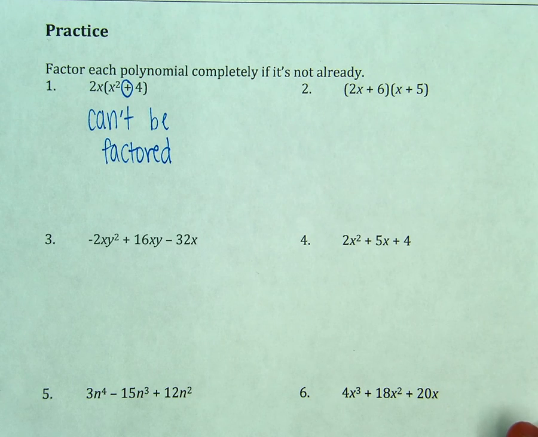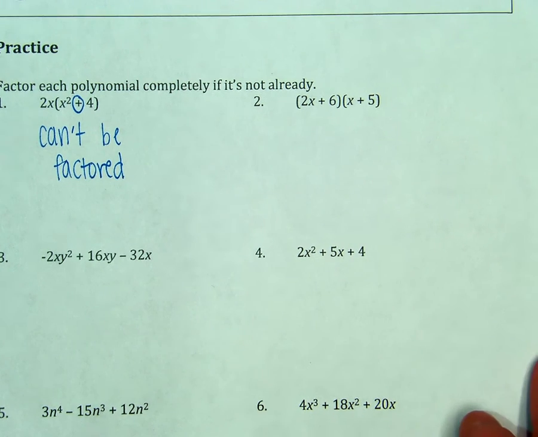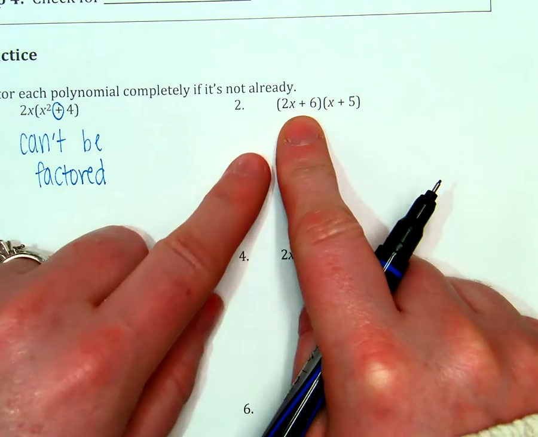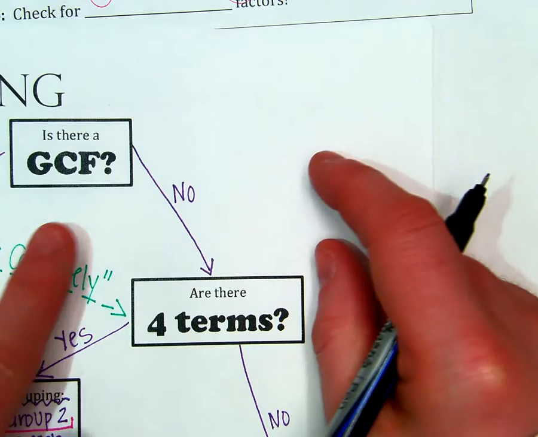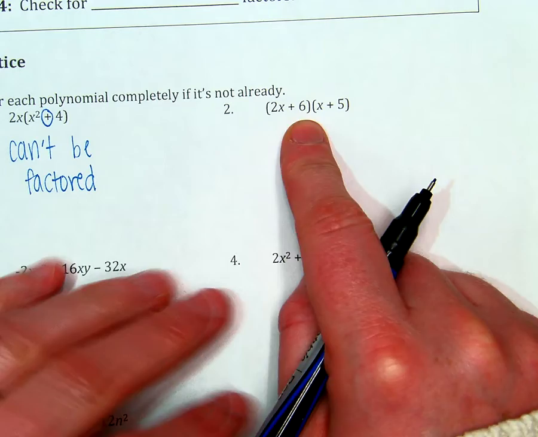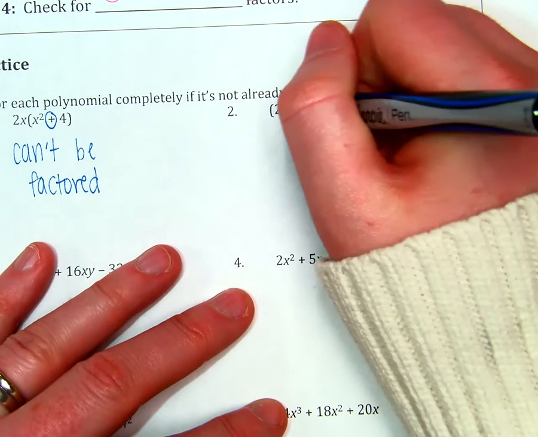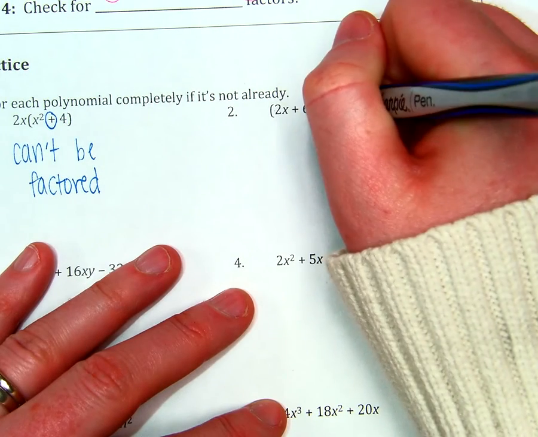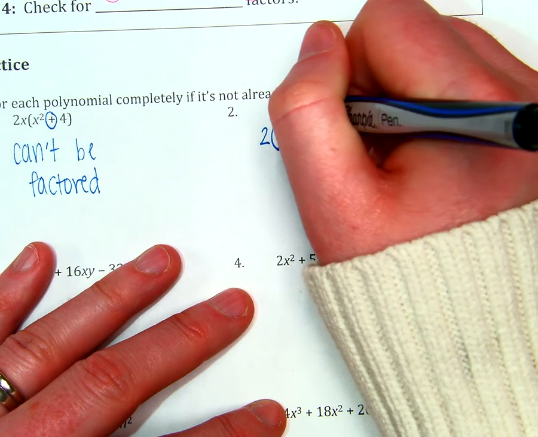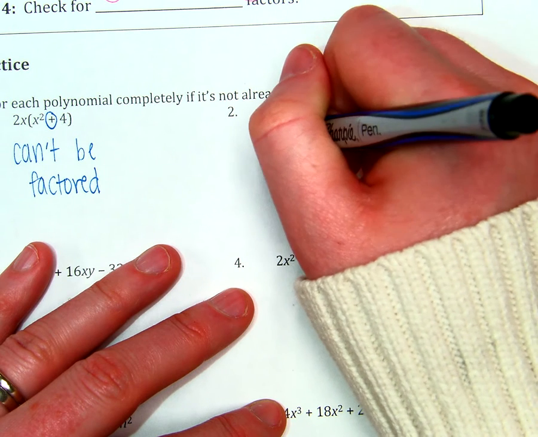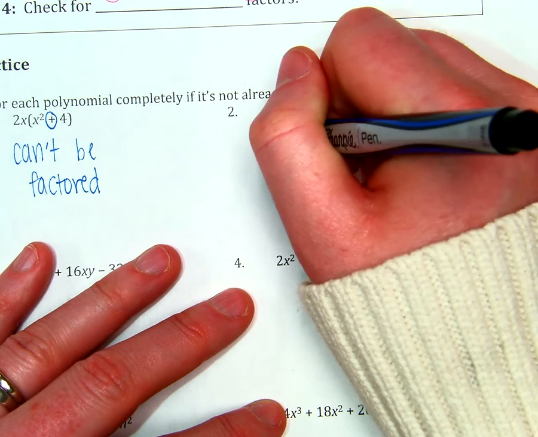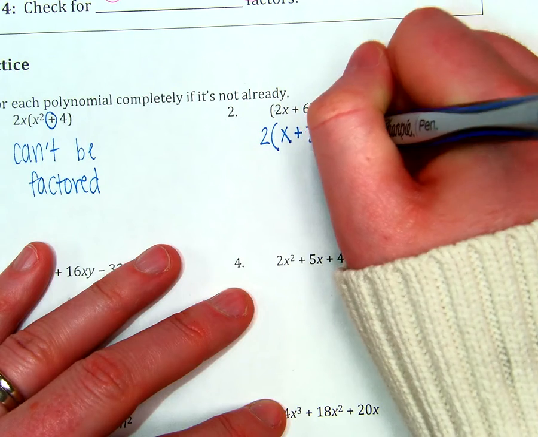If you take a look at number 2 and you look at each set of parentheses separately, you have 2x plus 6, and the first question on your flow chart is always, is there a GCF? Well, 2 and 6 definitely do have a GCF. The biggest factor that goes into 2 and 6 would be 2. So I would take 2 out, and if I did that, 2x with a 2 taken out would leave me with x, plus 6 divided by 2, that would be 3.